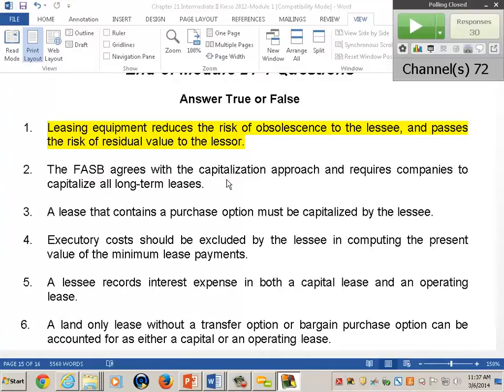Number 3. This is a tricky question, which I wouldn't ask. It says a lease that contains a purchase option must be capitalized. That, of course, is false. It has to be a bargain purchase option. Has to be bargain, so this has to be false. Executory costs have to be excluded in the minimum lease payments. That's a simple definition.